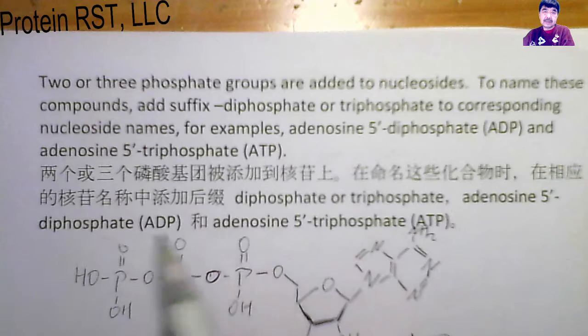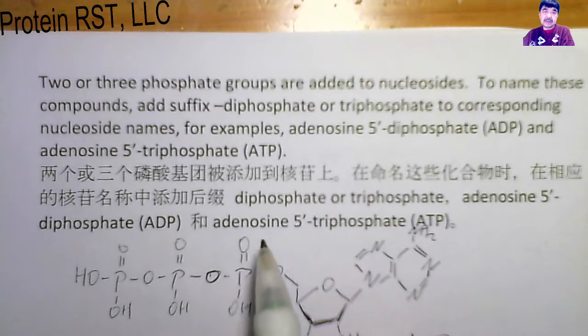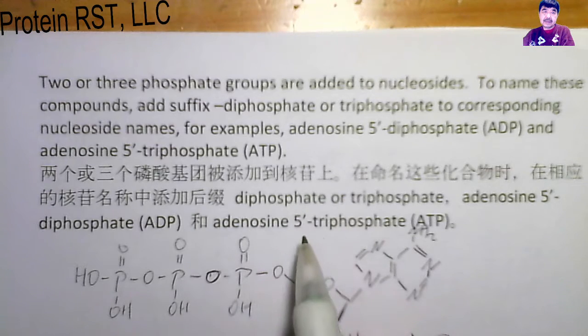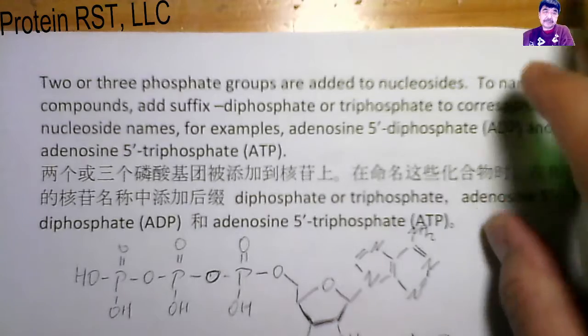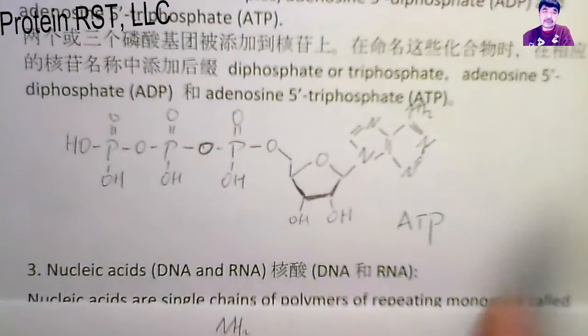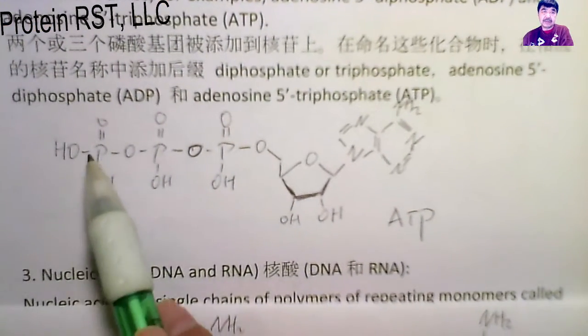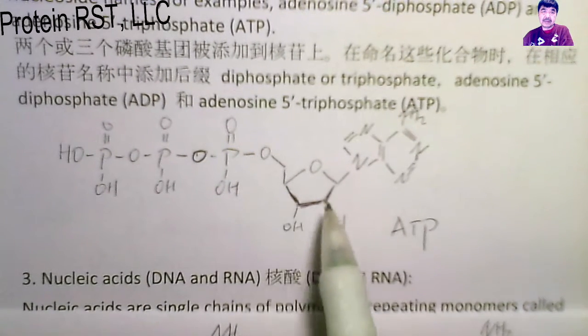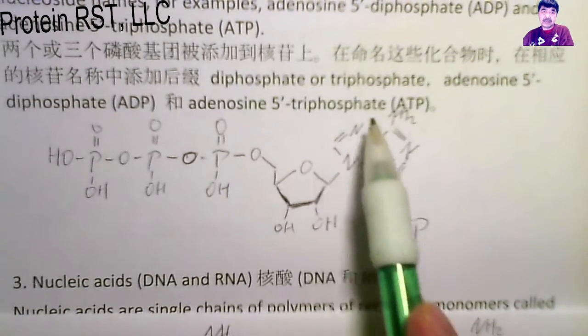ADP is ADP, and adenosine 5' triphosphate is ATP. This is the structure of ATP. These are the three phosphate groups here. This is the adenine base here.